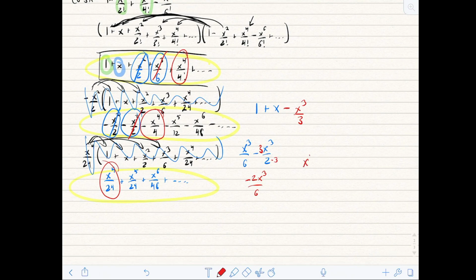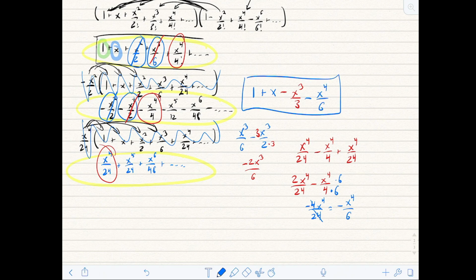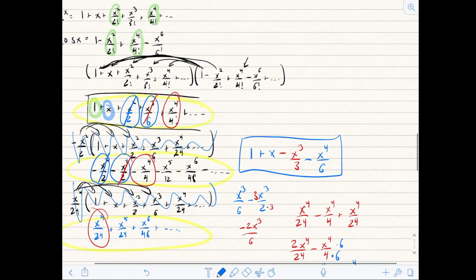So doing some simplifying, x to the fourth over 4 factorial, which is just going to be 24, minus x to the fourth over 4, plus x to the fourth over 24. So we're really saying 2x to the fourth over 24 minus x to the fourth over 4. Common denominator is going to be 24, so we're going to multiply by 6. We're going to end up getting negative 4x to the fourth over 24. The 4's cancel, so I'm left with negative x to the fourth over 6. So negative x to the fourth over 6 is going to be my final answer for, in a sense, the first 4 non-zero terms for e to the x cosine of x.